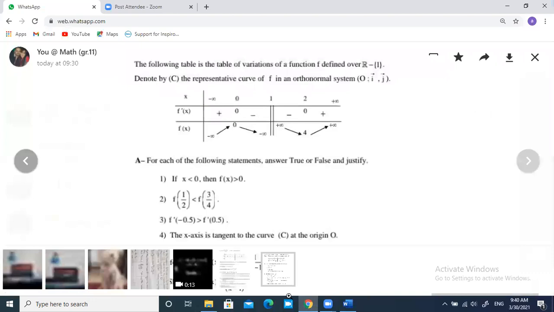The third one: f prime of negative 0.5 is greater than f prime of 0.5. Negative 0.5 is between negative infinity and 0, and f prime is positive. 0.5 is in the interval 0, 1, and f prime is negative. Surely positive is greater than negative.